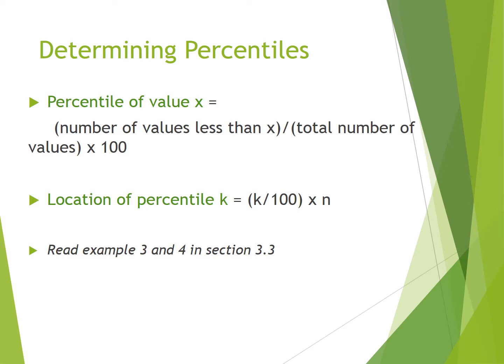The percentile of value x: given a value, if you want to find what percentile that value is, you take the number of values less than x, divide by the total number of values, then multiply by 100. If you're looking for the location of what value is percentile 25, then you take 25 divided by 100 times n, the number of values in your sample set.